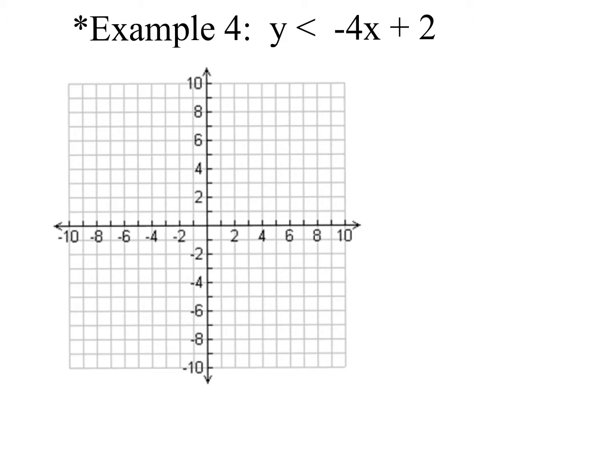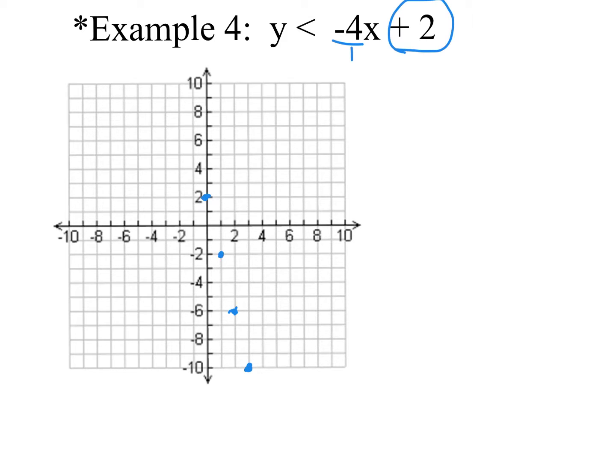So my next step, I'm going to start plotting points. Here's my Y-intercept at 2. So I go to positive 2 on the Y-axis, I make my point. My slope, negative 4 to 1, so I'm going to go down 4. 1, 2, 3, 4 over 1. So it looks like this.